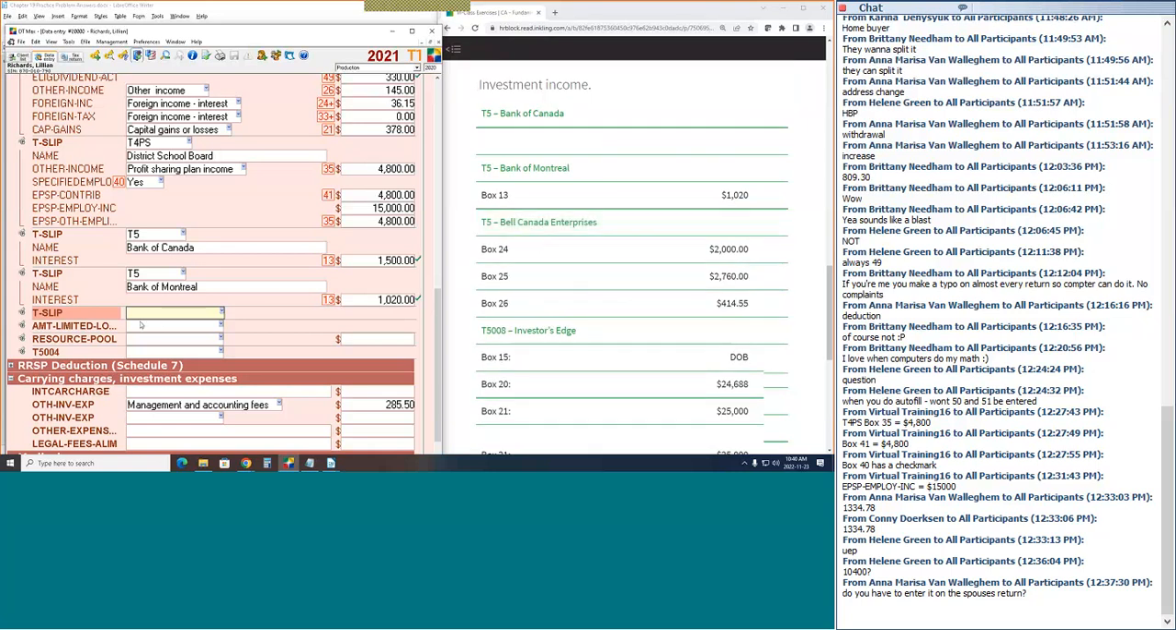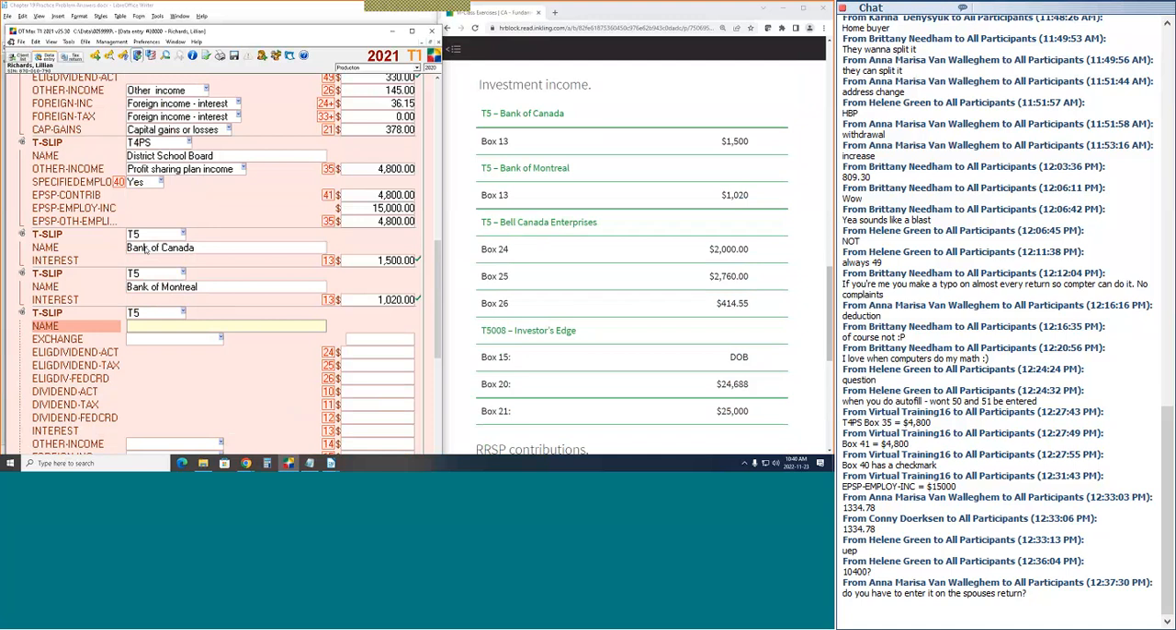And we have Bell Canada. So I'm going to do another T5. We're going to do Bell Canada. Again, not a US one. It could be. They could have an American subsidiary where they are investing things.